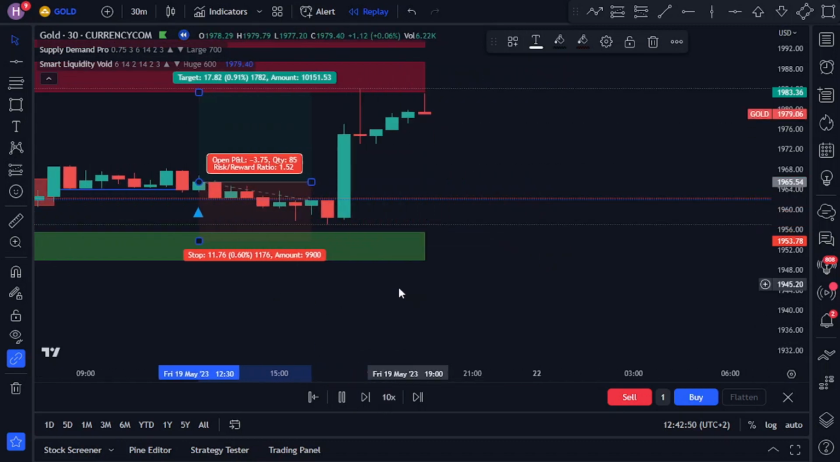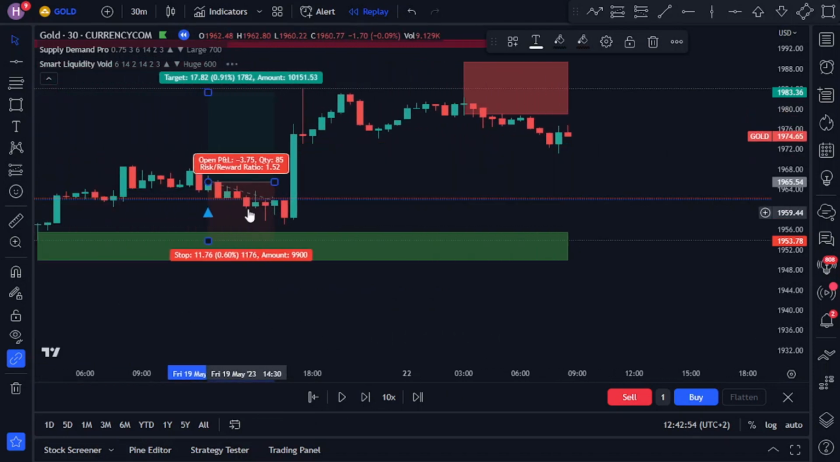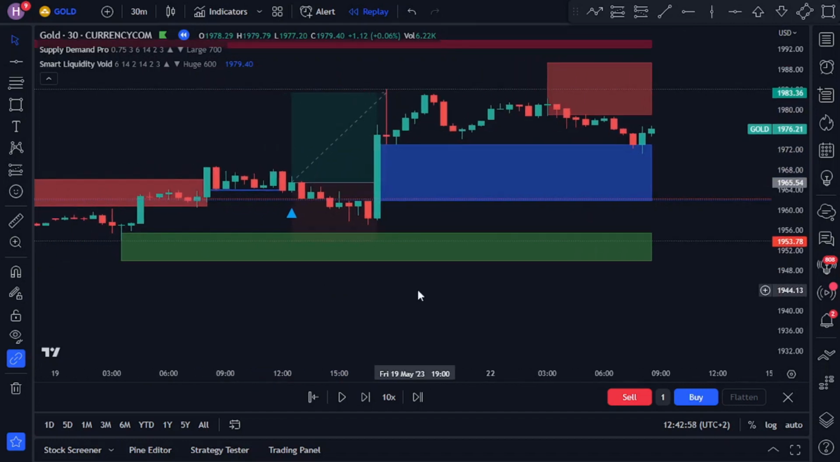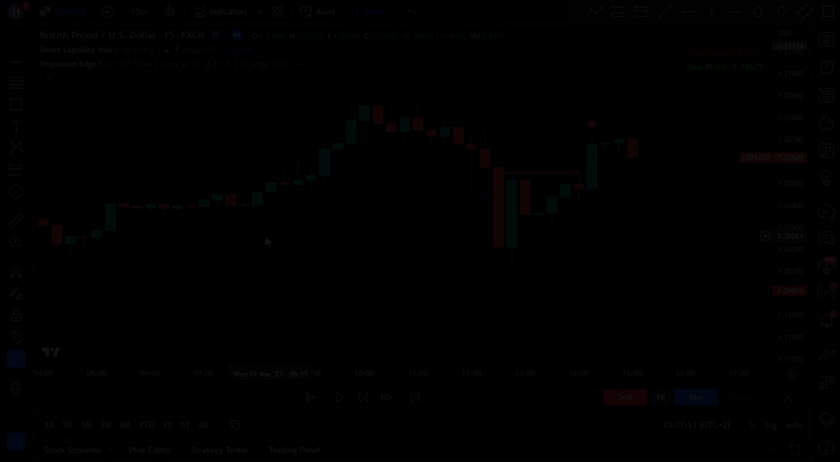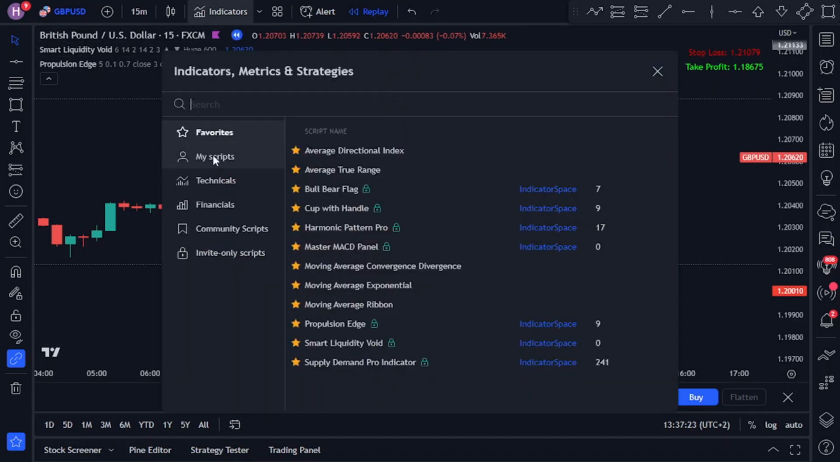Now that we have looked at examples of using these indicators separately, what if we combine the power of the Propulsion Blocks and Liquidity Voids with our Supply Demand Pro indicator? You have already seen me using the indicator to identify some zones. However, before we move on, I'm going to quickly make a few adjustments to the indicator.